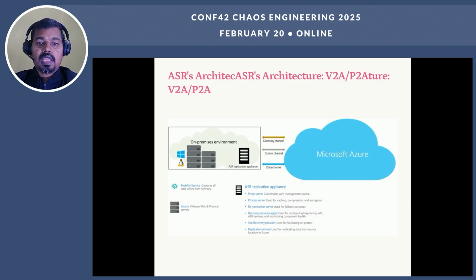Now, let's look at the key components involved in VMware to Azure or physical to Azure. To set up VMware or physical to Azure Site Recovery, you need the following key components. On-premises VMware or physical servers: these are the workloads that need the protection. Then we need, as usual, the Azure Site Recovery Vault. That's the heart of ASR, managing replication, failover, failback, and compliance settings. All metadata will be stored in the Recovery Services Vault.